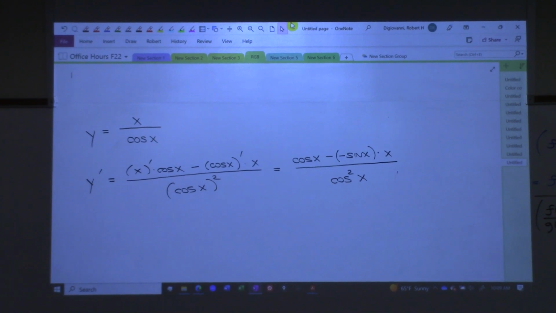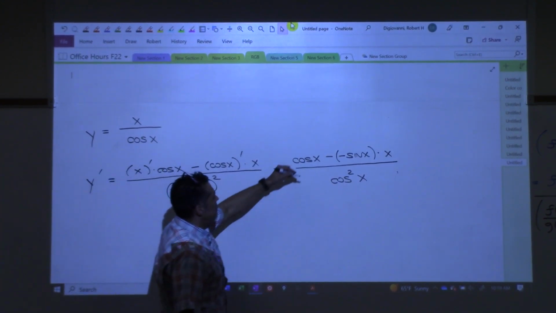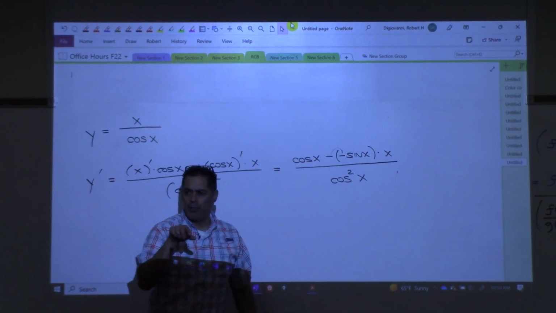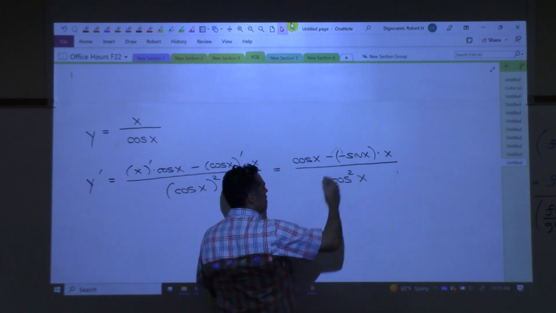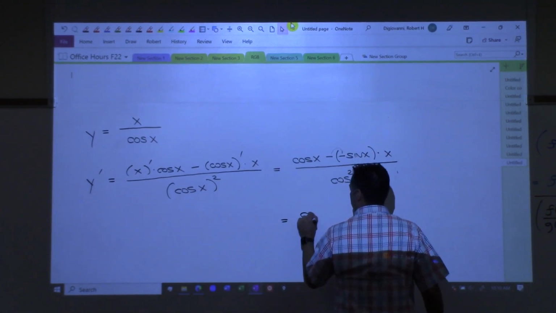Everyone good up to that point? So the last thing I'm going to do is take this double negative and turn it into a plus sign. And then also, I don't like this x back here, so I'm going to slide it to the front. And that's going to be my final answer.